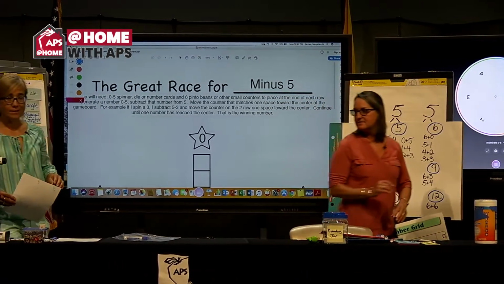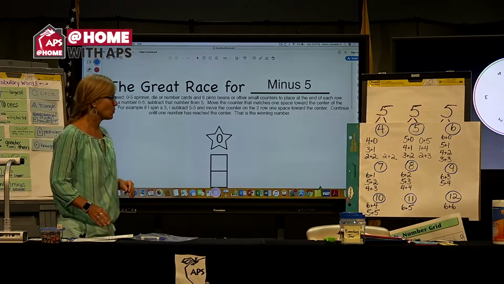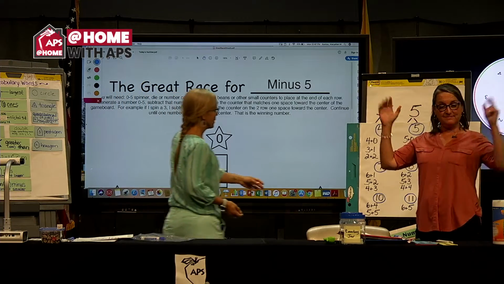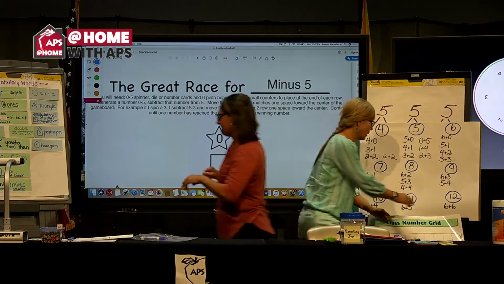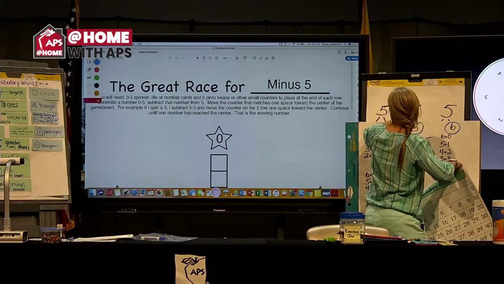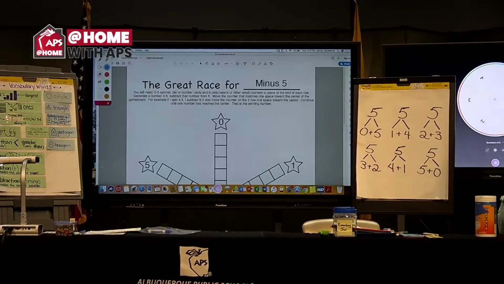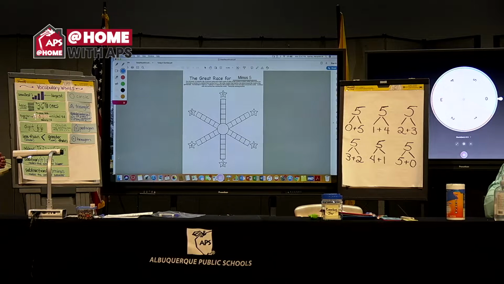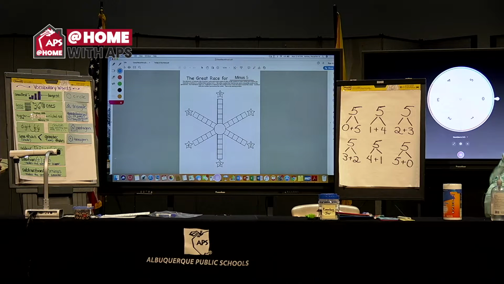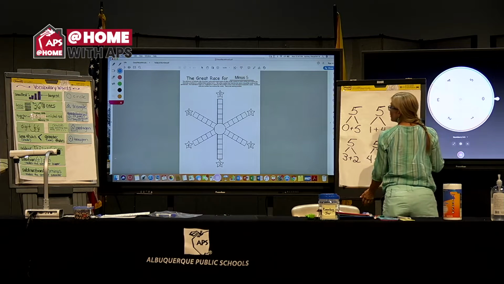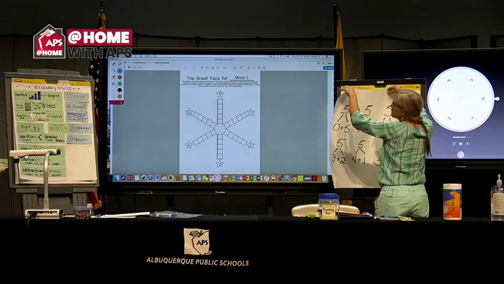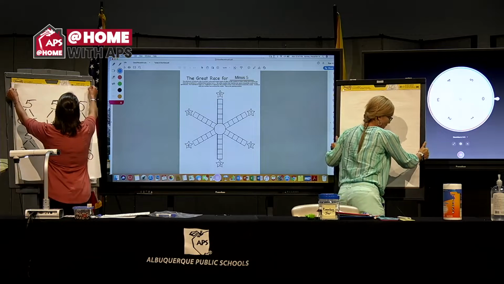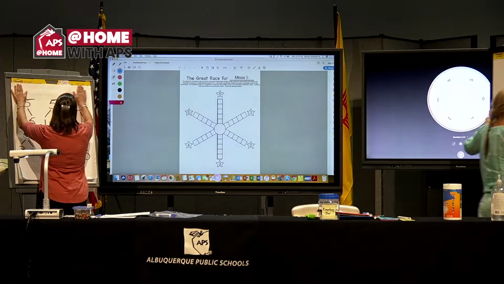Lucky for us that Miss Carnes already went over what makes 5, right? Because the game that we're gonna play is Great Race for 5. We'll just get these out of our way, and we're gonna use this spinner over here. Get this chart out of our way.